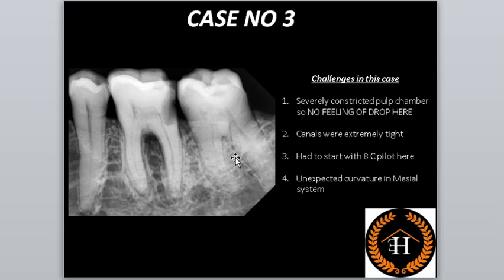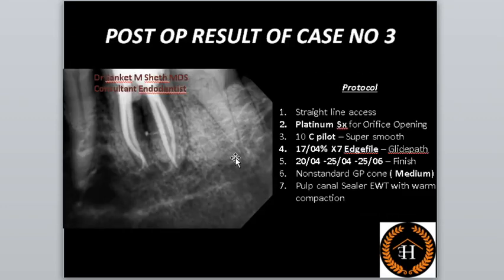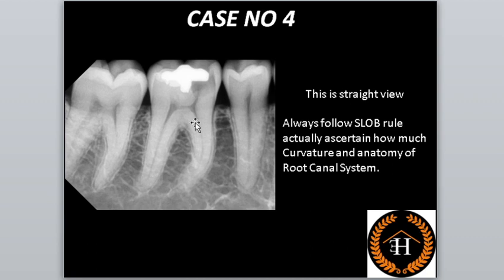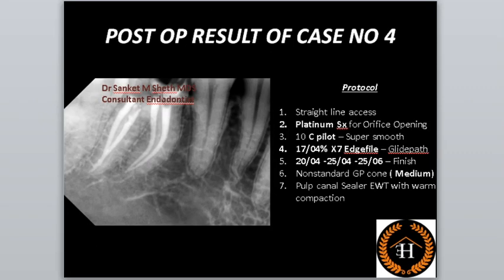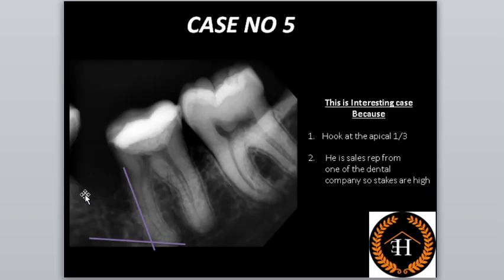I had to start with an 8 number file, and there was unexpected curvature in the mesial system. Have a look at this. And there's a lateral canal which was filled over here. This is a moderate curve. Always follow the SLOB rule, that is, same lingual, opposite buccal. Take well angulated 3 radiographs to ascertain how much curvature and the anatomy of the root canal system. This is how we finished. Here the 2 canals will join into one, and over here you can see a gradual curve.